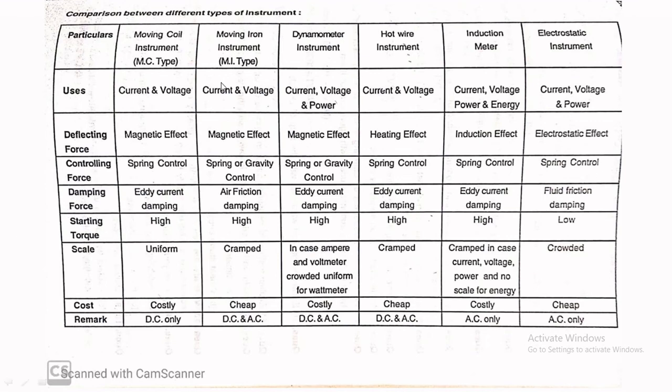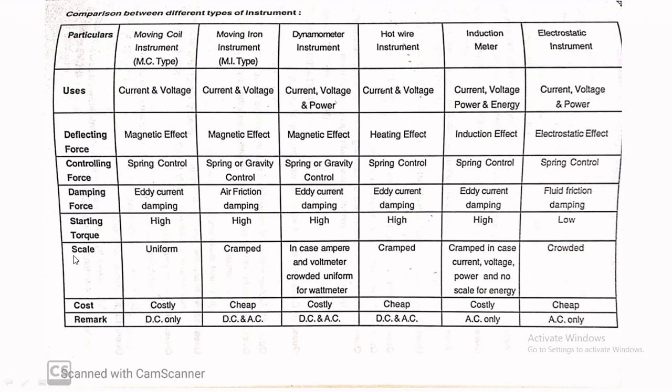Damping force of moving coil instrument is eddy current damping. Damping force of moving iron instrument, it is air friction damping. Damping force of dynamometer wattmeter, it should be eddy current damping. Hot wire, it should be eddy current damping. Induction type, it is eddy current damping. And electrostatic, it is fluid friction damping. You can see the maximum damping force will be eddy current damping. Only air friction damping in moving iron and fluid friction in electrostatic.